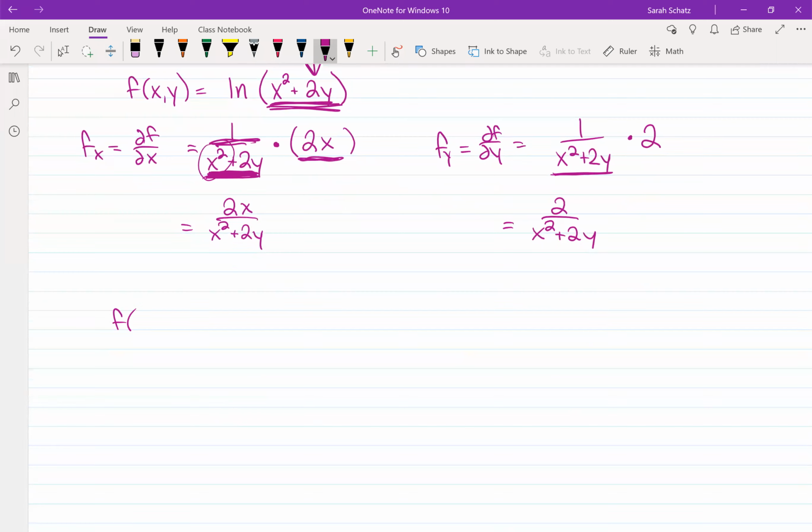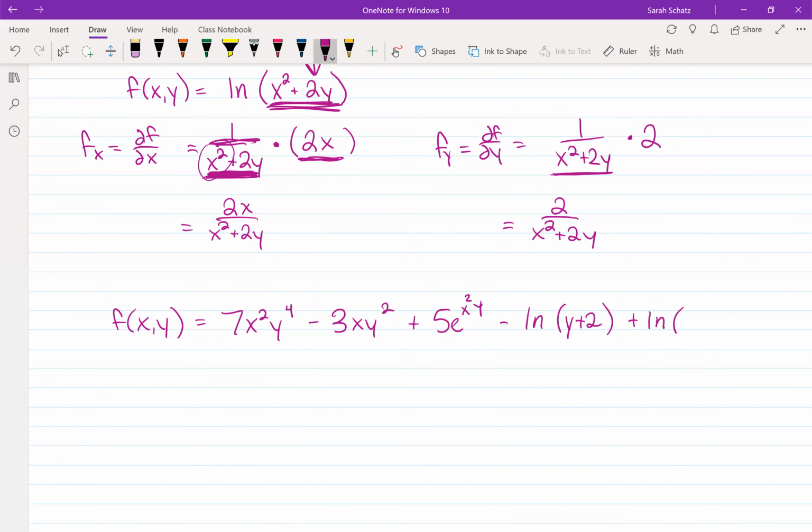Let's do this one. I'm going to combine just all kinds of terms because I can. So let's do 7x squared y to the 4th minus 3xy squared plus 5e to the x squared y minus natural log of y plus 2 plus natural log of x squared y squared. So this one's going to be very special. All right, so let's find fx.